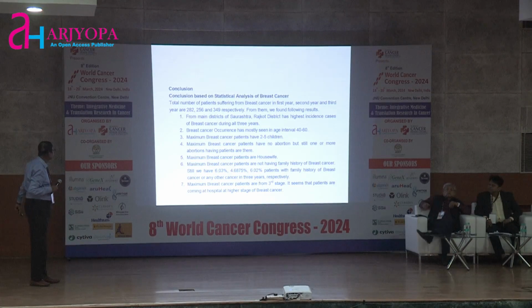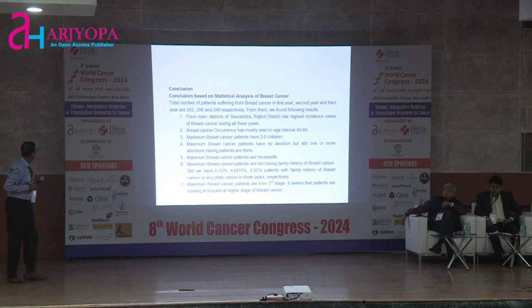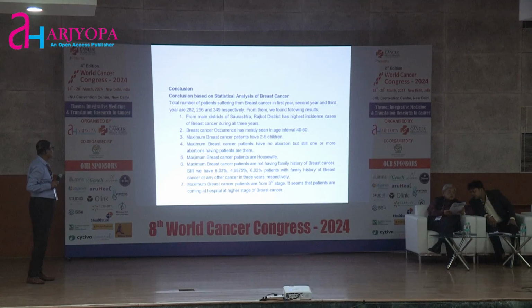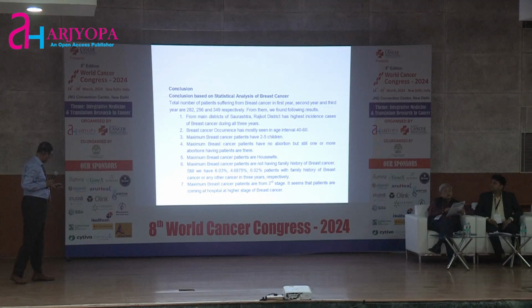This is the conclusion. Breast cancer occurrence is mostly seen at ages 40 to 60. Maximum breast cancer patients have 2 to 5 children. Maximum breast cancer patients have no abortion. Maximum breast cancer patients are housewives. And important was that the patients are coming to the hospital only at the second or third stage. So thank you.